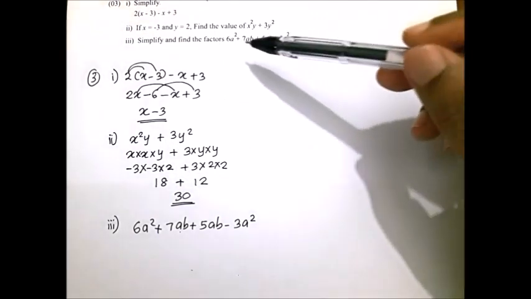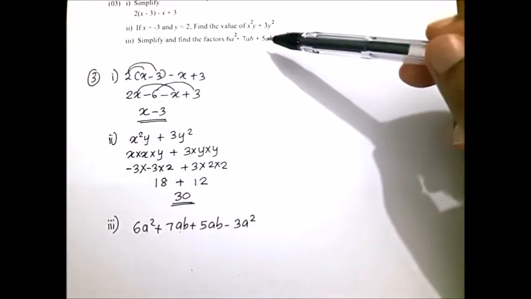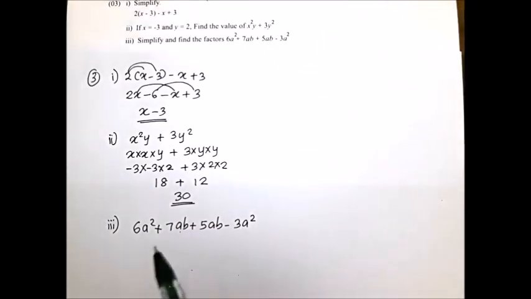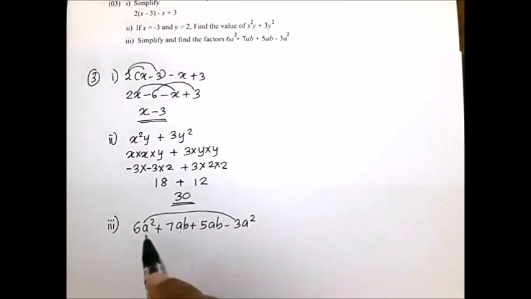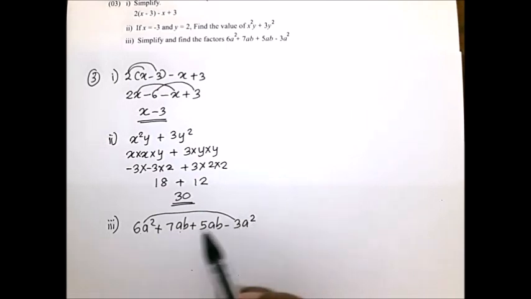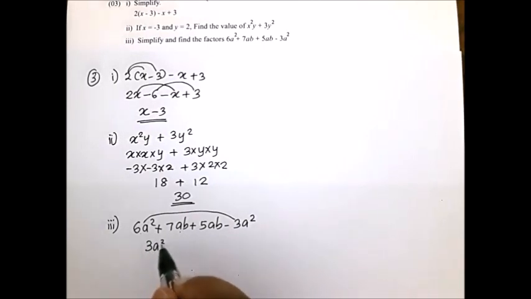Now look at third part. Simplify and find the factors. Here like terms are 6a to the power 2 and 3a to the power 2. Plus 6a to the power 2 minus 3a to the power 2. You have to subtract these coefficients. 6 minus 3, 3. And 3a to the power 2. These two are like terms. 7ab plus 5ab. 7 plus 5, 12. 12ab.